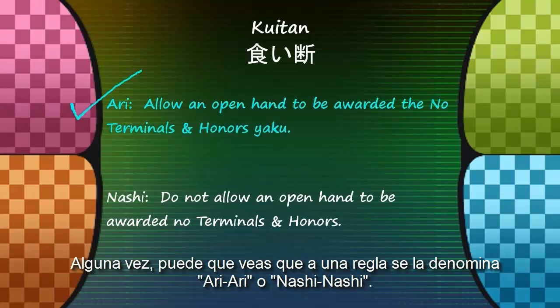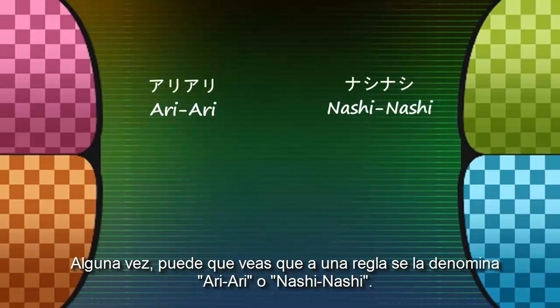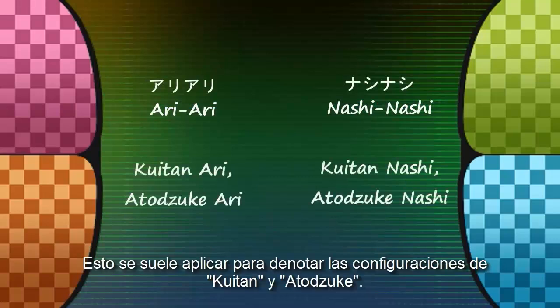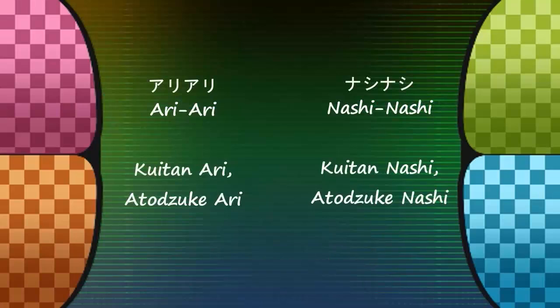Sometimes you might hear a rule set briefly described as being ari-ari or nashi-nashi. These are usually referring to the settings for Kuitan and Atozuke.